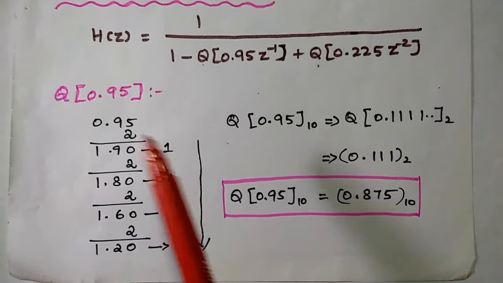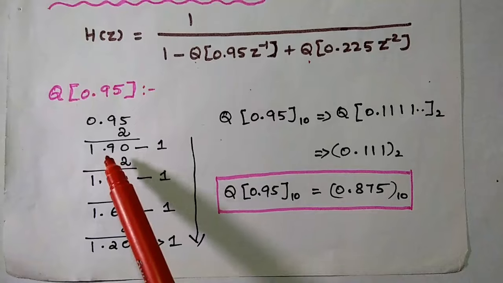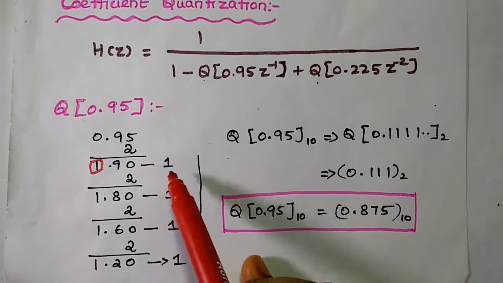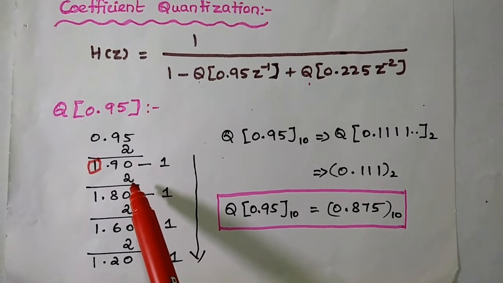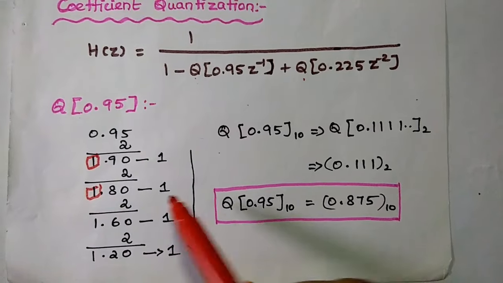So here we have to convert this. 0.95 is multiplied with 2, so we can get 1.90. Here we can take this 1 outside. Then we have to multiply the remaining term. So 0.90 is multiplied with 2. We can get 1.80. We can take this value 1 here.